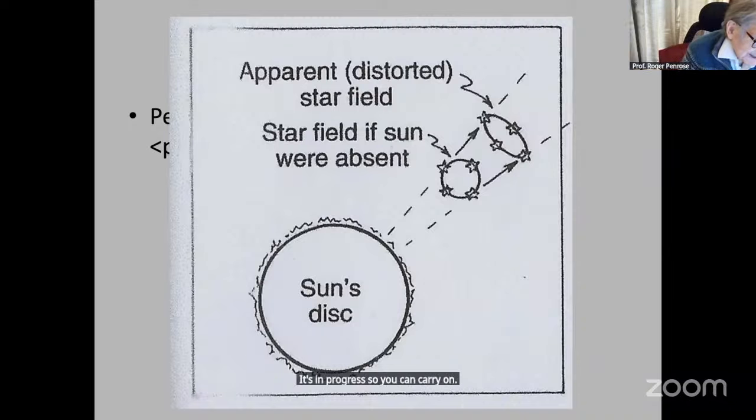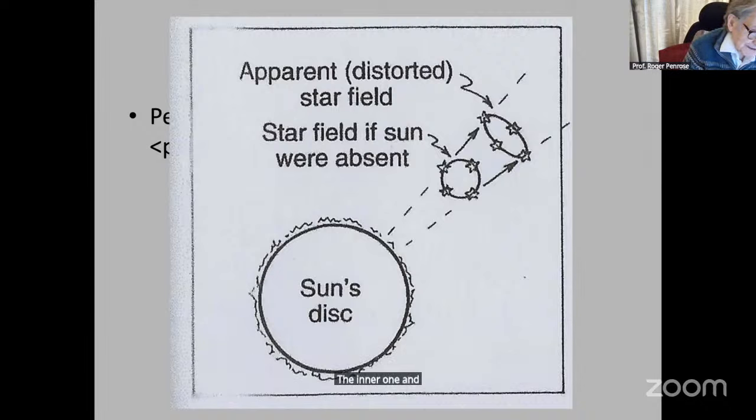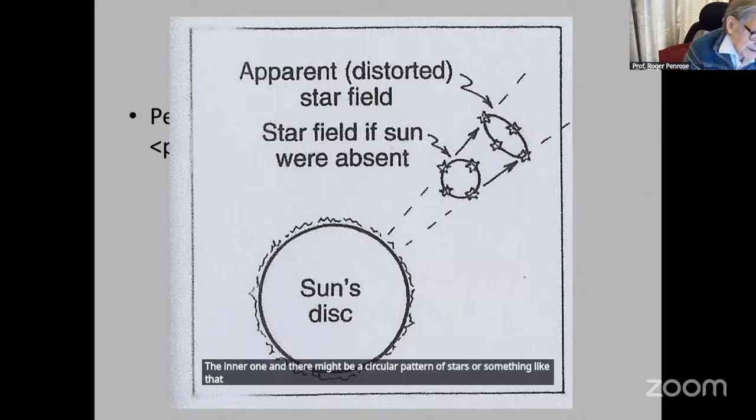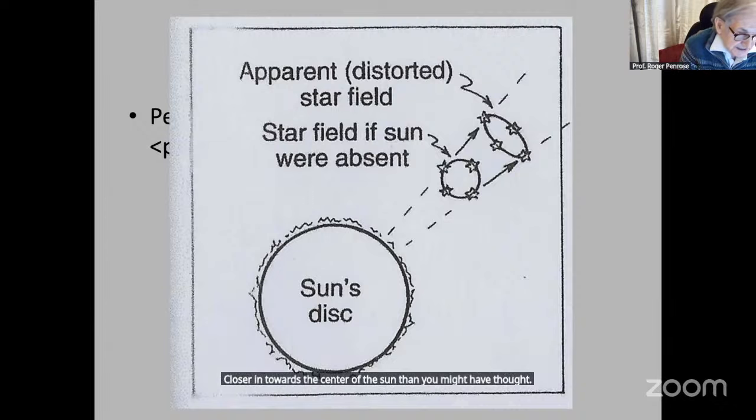Yes. So we see the image of the sun and the background stars. And let's suppose that if the sun were not there, the stars would form that little circular image up and to the right, the inner one. And there might be, say, a circular pattern of stars or something like that. And the presence of the sun pushes the image outwards, because you see the light gets bent round the sun. And so that means you're seeing things a little closer in towards the center of the sun than you might have thought. In other words, the image gets pushed outwards.